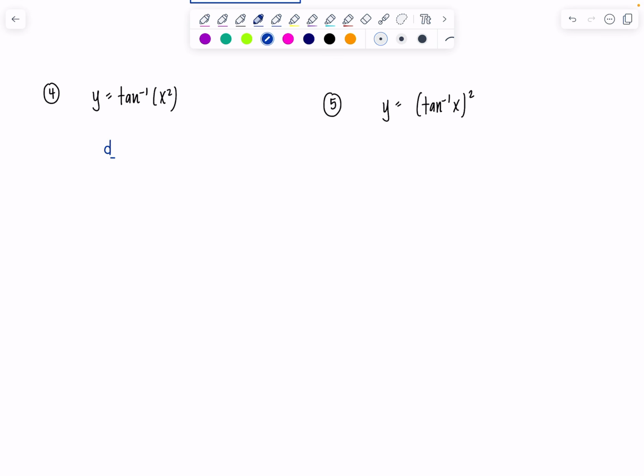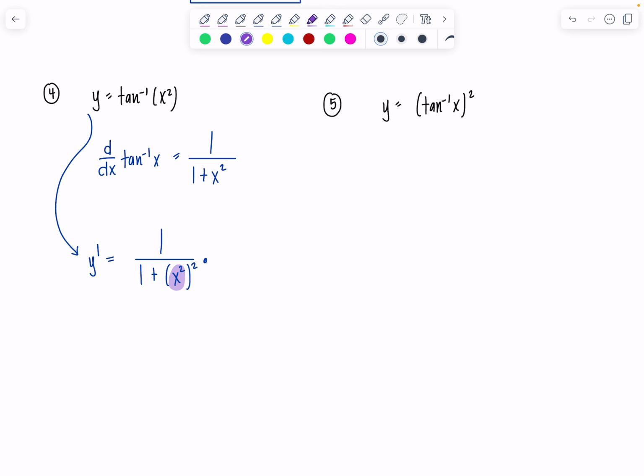If you need to remember what's the derivative of tan inverse of just x, it's 1 over 1 plus x squared. So since I have tan inverse of x squared, y prime is going to be 1 over 1 plus x squared squared times derivative of x squared, which is 2x.